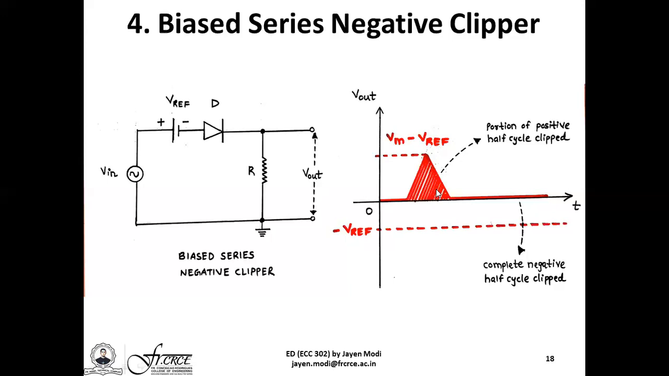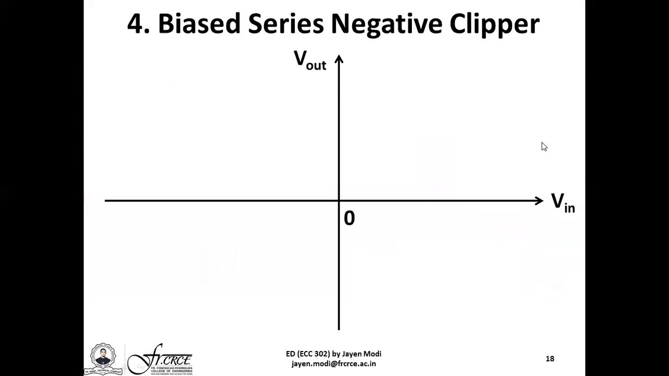And here you get that you only have a small portion of the positive half cycle being clipped. Looking at the voltage transfer characteristics, the first part is again very simple. When the AC input signal is completely negative, you have no output signal obtained because during that condition, the diode is completely reverse biased. So the diode does not conduct at all for a negative half cycle of the AC input signal Vin.